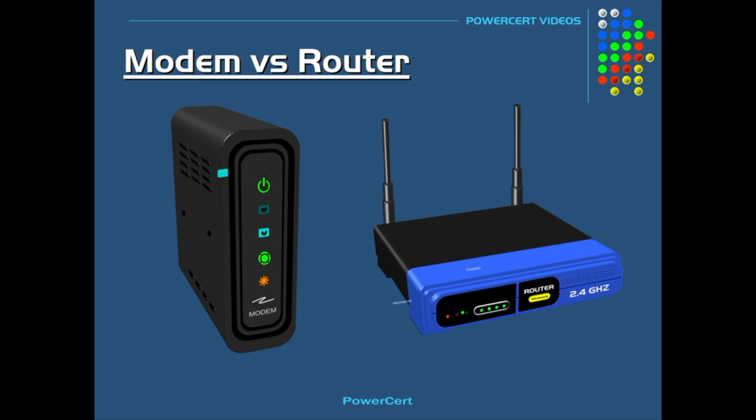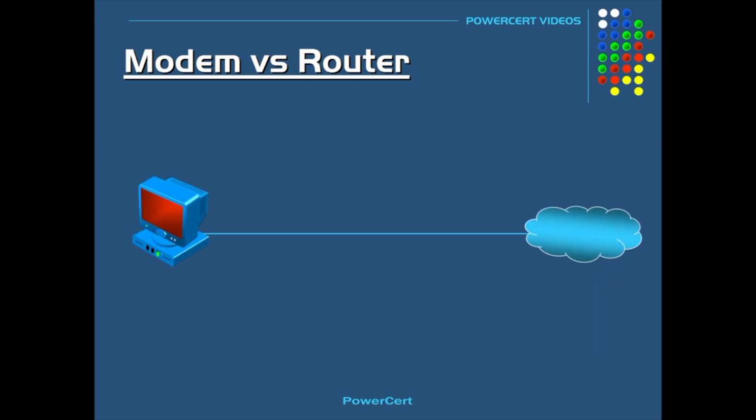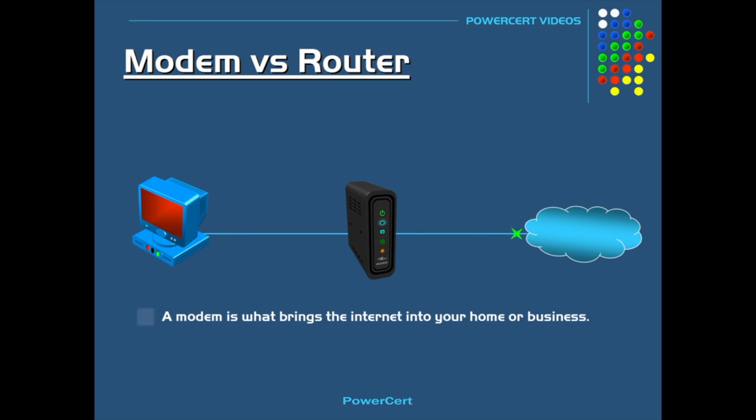A lot of people actually think that a modem and a router are the same thing, but they are not. They are different with two separate roles on a network. So I'm going to explain the difference between the two. Now, if you want internet inside your home or business, you have to have a modem. A modem is what brings the internet into your home or business. A modem establishes and maintains a dedicated connection to your internet service provider to give you access to the internet.